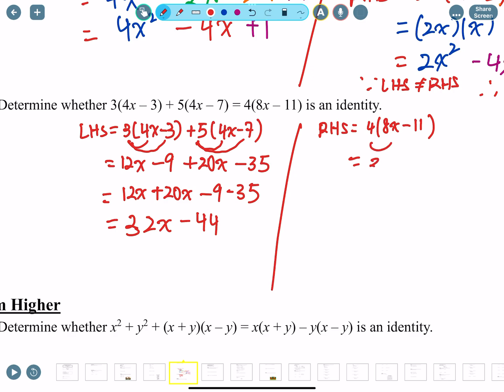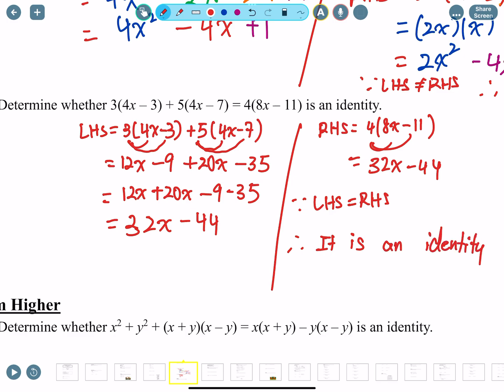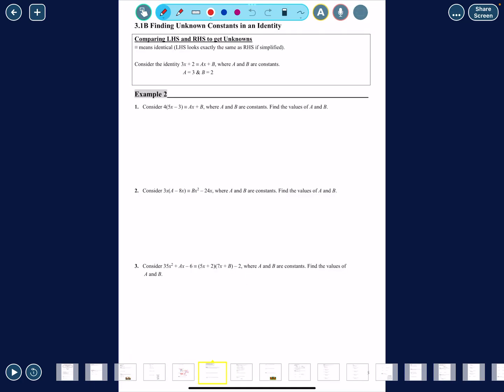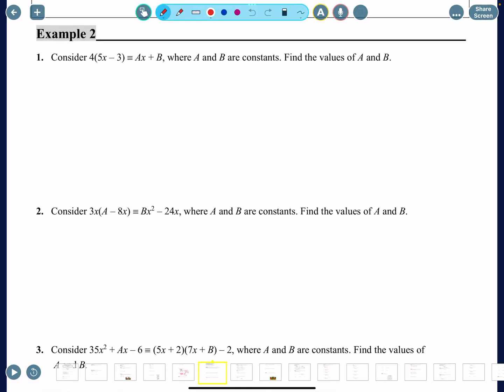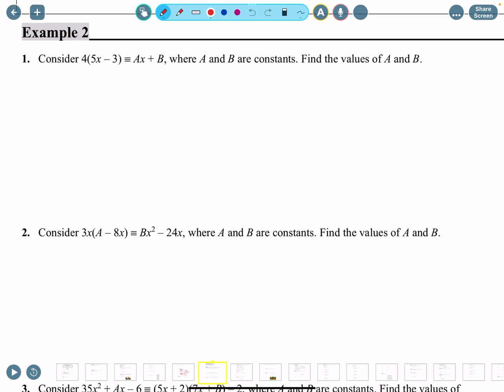4 times 8 is 32x, and then 4 times negative 11 is negative 44. So actually they're equal. Left hand side equals right hand side. If left hand side equals right hand side, therefore it is an identity. All right, so please work on your algebra. Super important. You're not just going to do this year. You're going to do it every year.